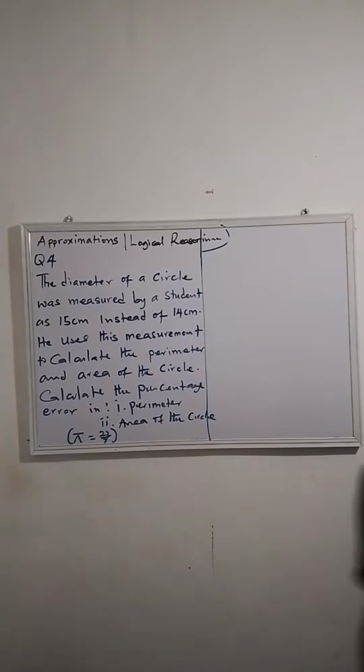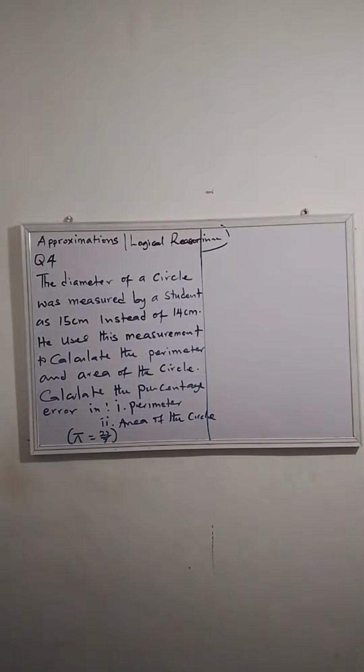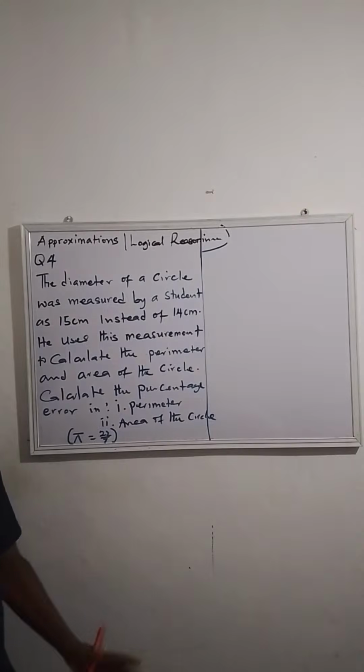All right, now let's look at the problem together. The diameter of a circle was measured by a student as 15 centimeter instead of 14 centimeter. So he uses this measurement to calculate the perimeter and area of the circle. Now calculate the percentage error in perimeter and the area of the circle. Take pi to be 22/7. So how do we solve this problem?